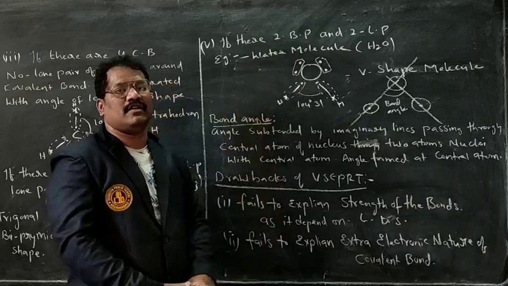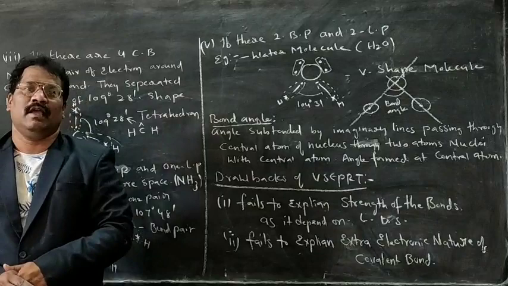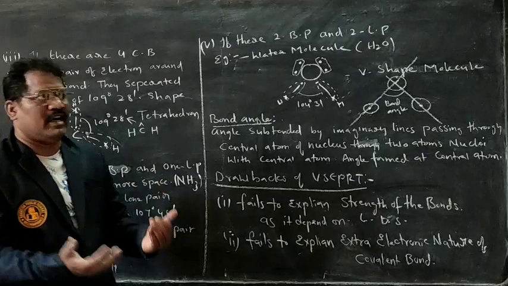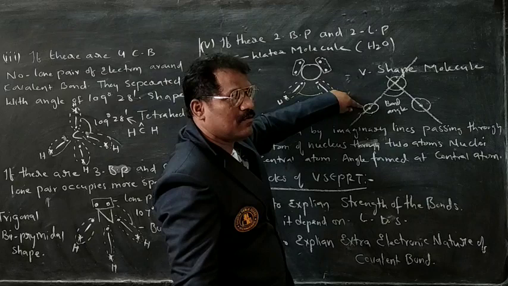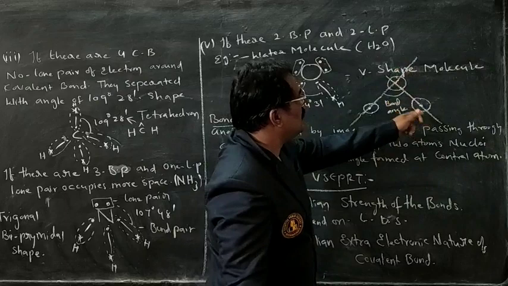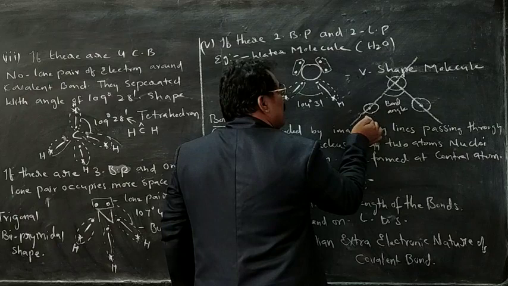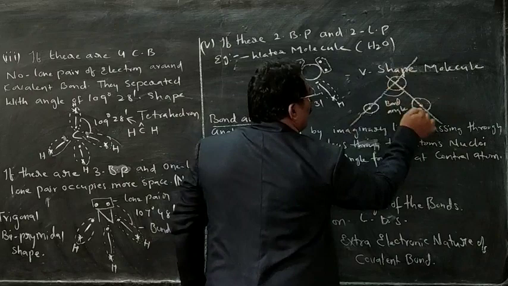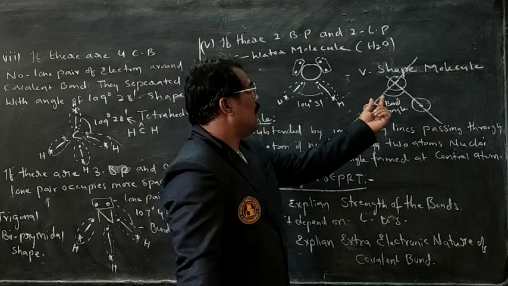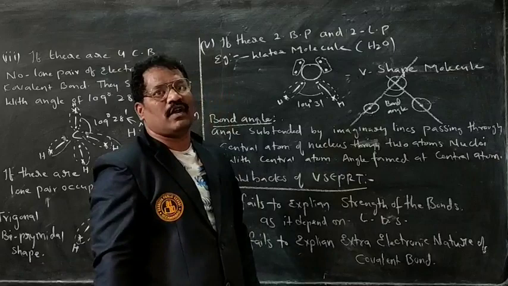What does it mean? This VSEPR theory explains about bond angle. What is meant by bond angle here? This is central atom, you take it up. This is another atom, you take it up. This is another atom, you take it up. I have drawn 2 imaginary lines, such that those 2 imaginary lines are passing from center of the nuclei of bonded atoms with the central atom. An angle has been formed by these 2 imaginary lines which are passing from center of the nuclei. That particular angle is called bond angle.